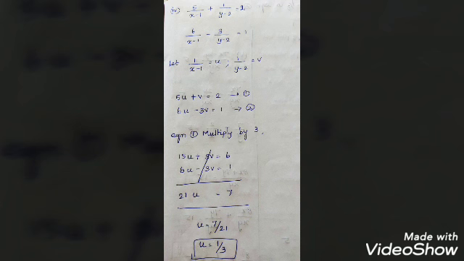Here, 1 by x minus 1 equal to u, 1 by y minus 2 equal to v. Right? So simply what we are going to change? 5u plus v equal to 2, 6u minus 3v equal to 1. Equation 1 and 2. Now multiply the equation 1 by 3. 15u plus 3v equal to 6, 6u minus 3v equal to 1. The 3v gets cancelled, 21u equal to 7. Hence u is equal to 7 by 21. So u equal to 1 by 3. Is it clear? Simply we are eliminating.